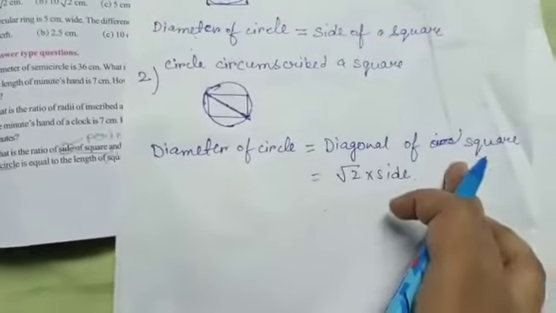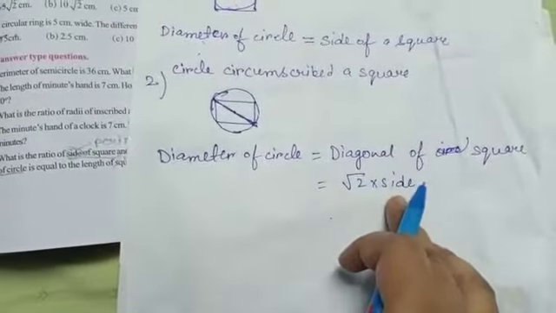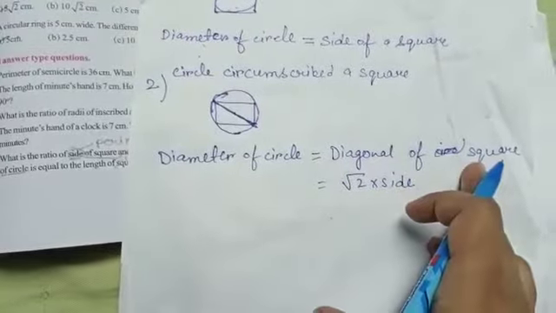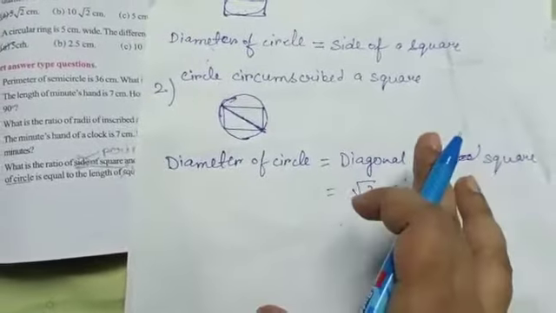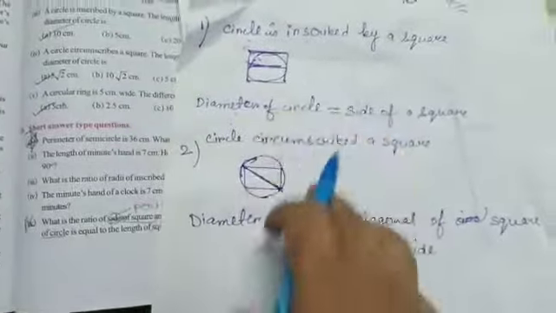And what is the formula of the diagonal of a square? Root 2 into side, side of the square. Understood? I think you are understanding the concept. Please go through it again and again. Now we will do the next 2 or 3 questions which are based on this only.